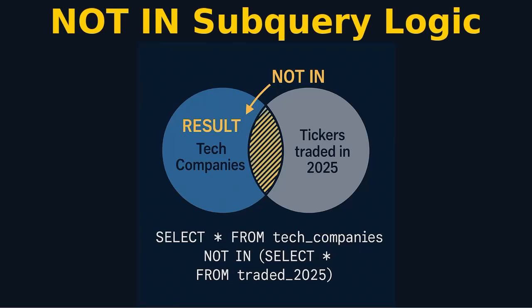So let's think about that in plain English. First, we only care about tech firms, so we will have a where industry equals tech. Second, kick out any ticker that does appear in 2025 trades. This means that we will have a not in subquery. Third, that subquery should return every ticker that traded in 2025.